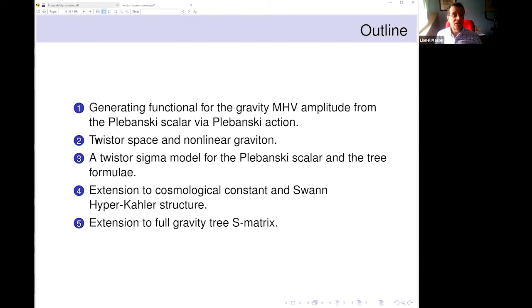And then the second part is to describe how twistor space fits into the story for the nonlinear graviton. And the third is to show how this twistor sigma model gives rise not just to the Plebanski scalar, but to a tree expansion that gives you an understanding of that formula. So that's the main aim for this. I'll maybe have to skip over the last couple of parts, but we'll see how the time goes.